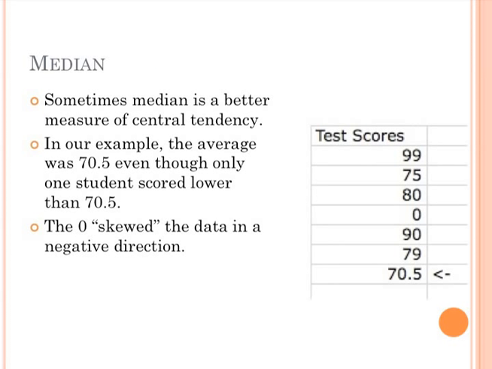Unfortunately, 70.5 points is not a good measure of how this class did. If you look at the scores more carefully, you see that most of the students got well above 70.5, including 80s and 90s. In fact, only one student got below 70, and that was a 0. We call this tendency skewing. The 0 is an outlier that skewed the data in a negative direction. This often happens in a small sample.